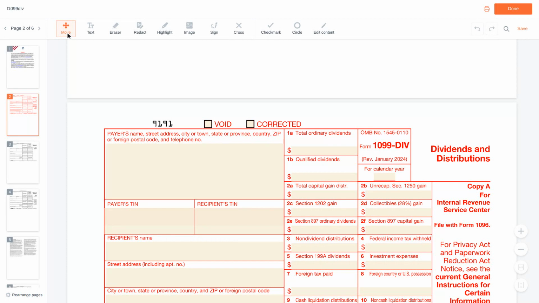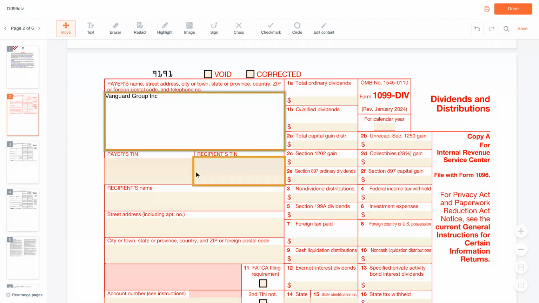The Payer section identifies the financial institution, mutual fund company, or corporation paying the dividends. The payer's name, address, and federal identification number appear at the top. Your name, address, and taxpayer identification number appear as the recipient. If your investment account holds multiple securities that pay dividends, you typically receive one consolidated 1099-DIV covering all dividend-paying positions in that account.